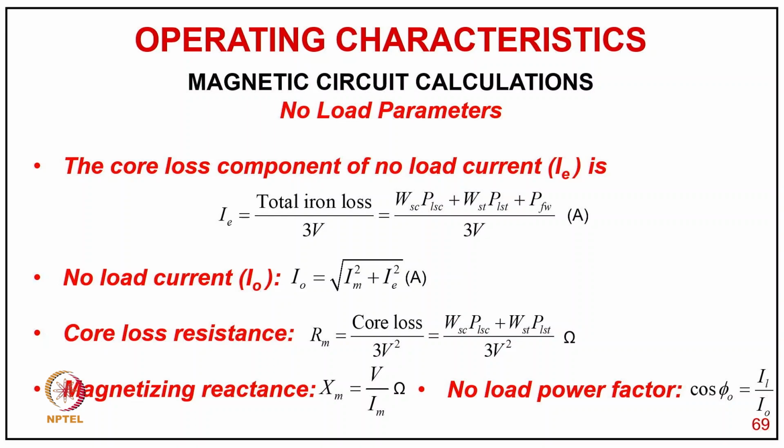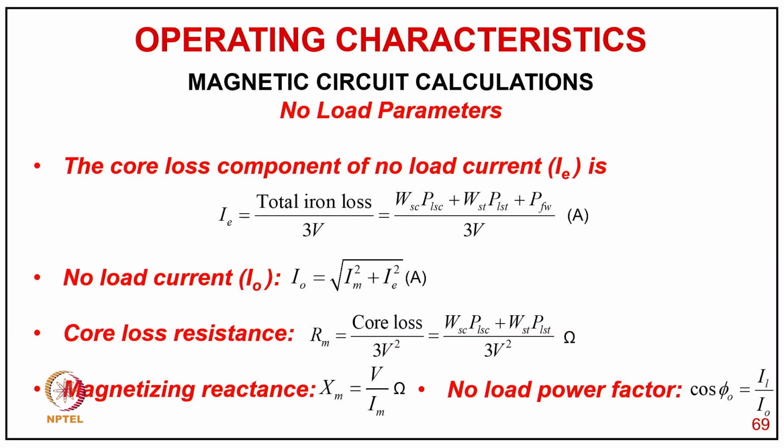So we can call it the core loss component of no load current, Ie, equal to total iron loss upon 3V, 3 into the per phase voltage. So that becomes Wsc Plsc plus Wst Plst plus Pfw upon 3 into V. And the no load current will be I0 equal to root of Im square plus Ie square. And the core loss resistance will be core loss upon 3V square. So that becomes Wsc Plsc plus Wst Plst upon 3V square. And the magnetizing reactance will be V upon Im. And the no load power factor will be Ie upon your I0 typically.